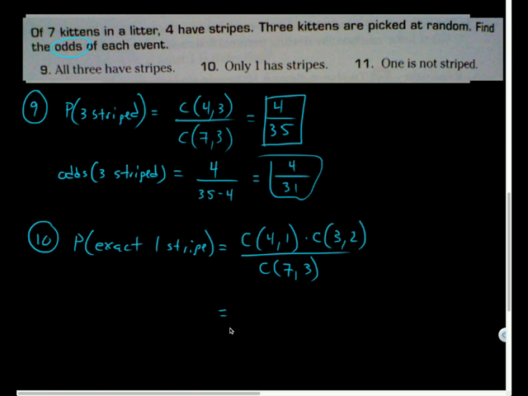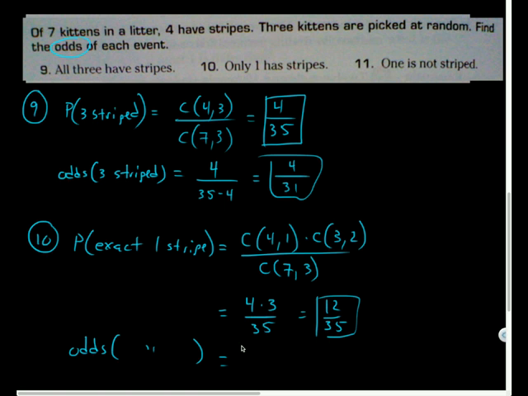So let's see, so combo 4, 1, I believe is actually going to be 4 again. Times combo 3, 2, I think is going to be 3. So I believe 12 35ths is my answer. 5 and 7 go into that, so that doesn't reduce. So there's the probability, and then if I want odds of the situation, I'll just ditto mark that.